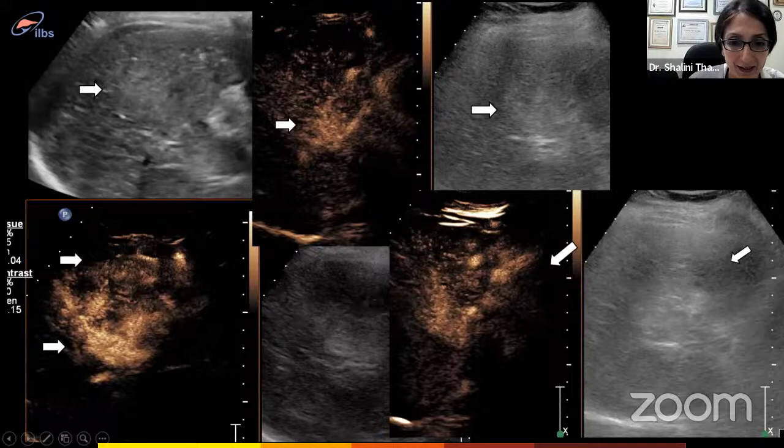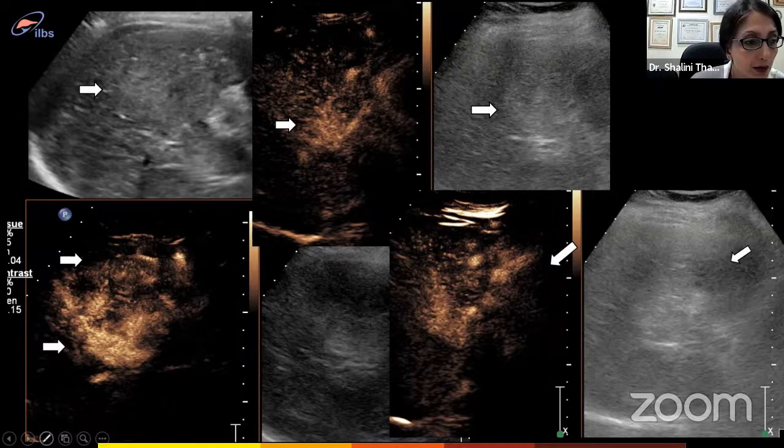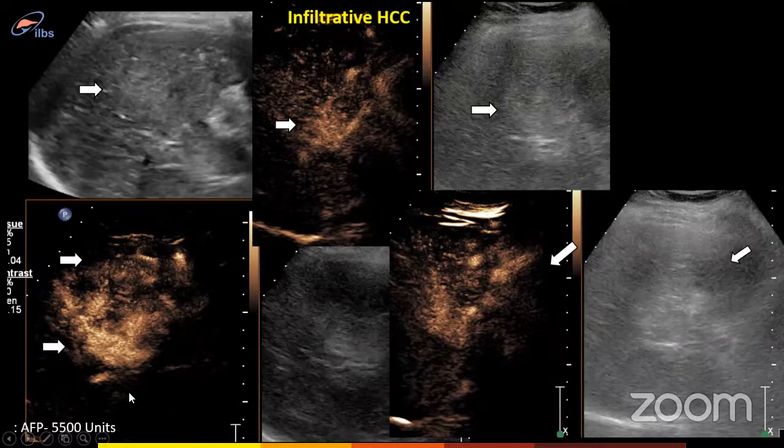So this is the contrast enhanced ultrasound for this patient, and here is an echogenic area. We give contrast here, there is enhancement. This is the corresponding B mode image. And here is the enhancement on the arterial phase, followed by the so-called portal venous phase and the delayed phase, where there is a lot of central washout. This patient with infiltrative HCC was later found to have an AFP of 5,500 units.